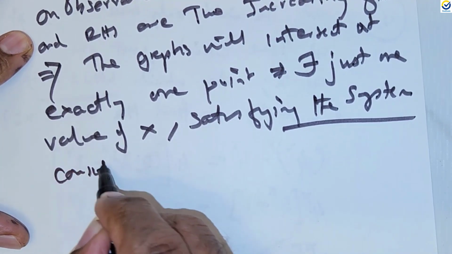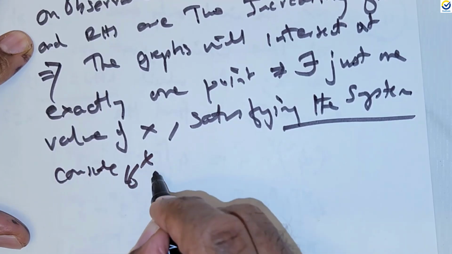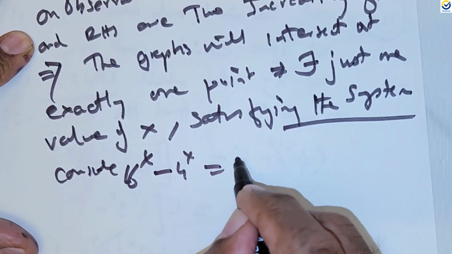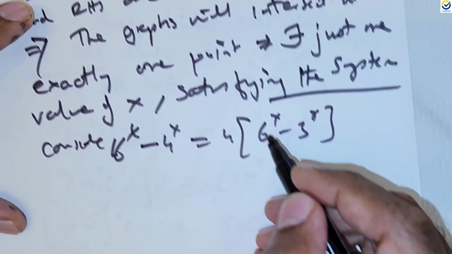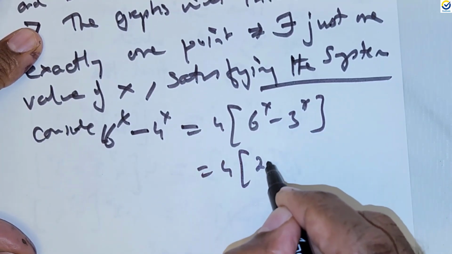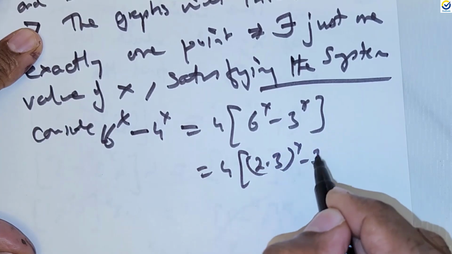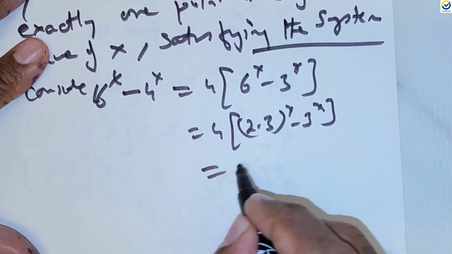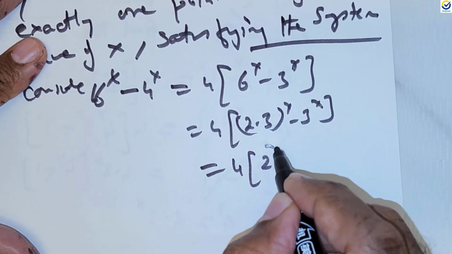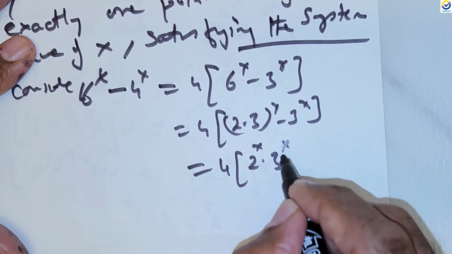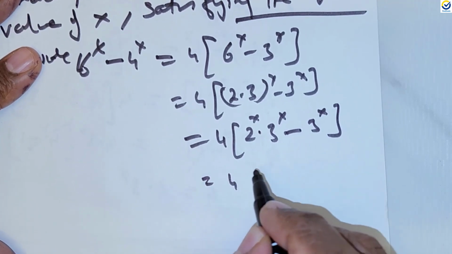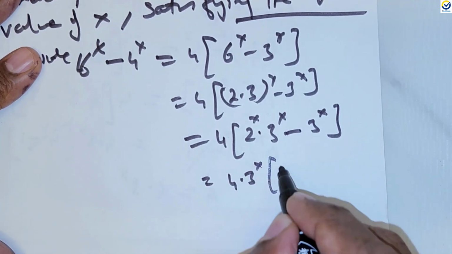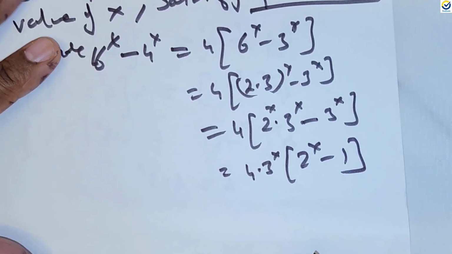So I am going to consider 16 raised to the power of x minus 4 raised to the power of x is equal to 4 times 6 raised to the power of x minus 3 raised to the power of x. Now the right hand side I am going to write as 4 times 2 raised to the power of x times 3 raised to the power of x minus 3 raised to the power of x. I can take 3 raised to the power of x out, so I get 2 raised to the power of x minus 1.